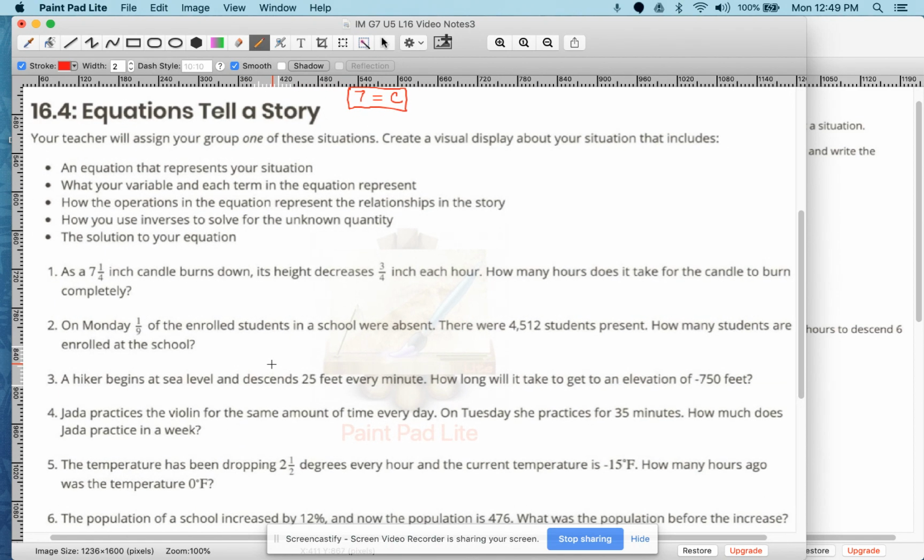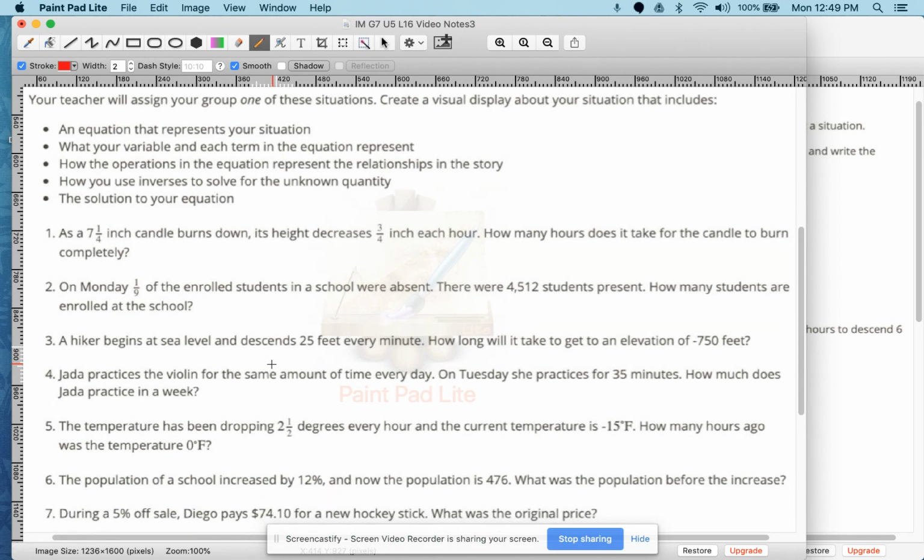There we go. Okay. So we're being asked to do several things. We're given 8 different situations, and we're being asked for each situation. They want us to write an equation, tell what the variable and each term in the equation represent, how the operations in the equation represent the relationships, how we use inverses, and the solution. So we're going to break all of this down for the first one. And then I want you guys to choose one more to do.